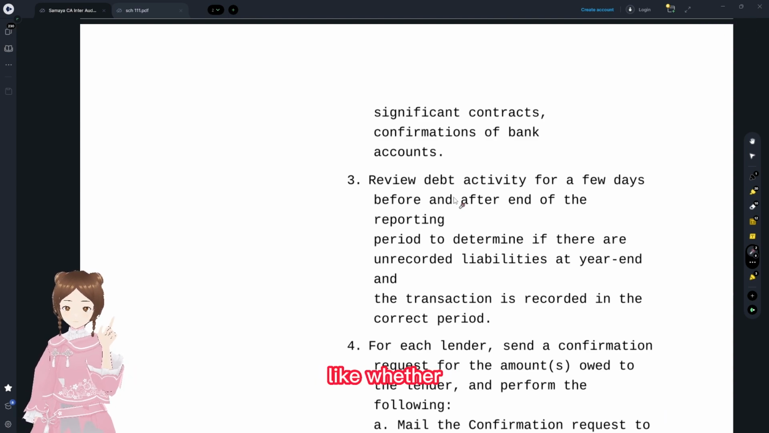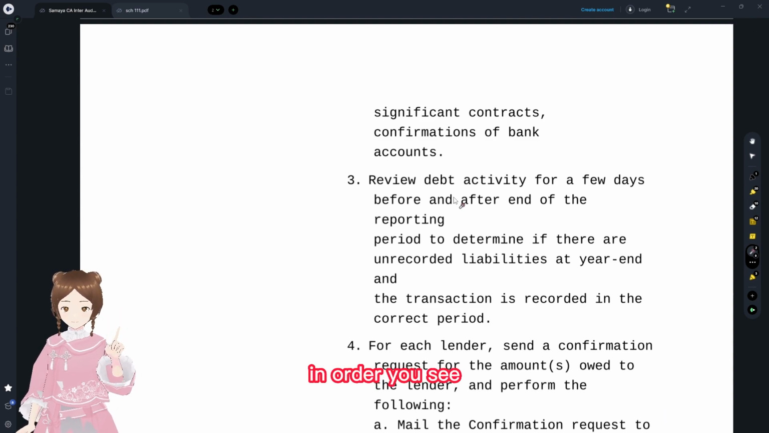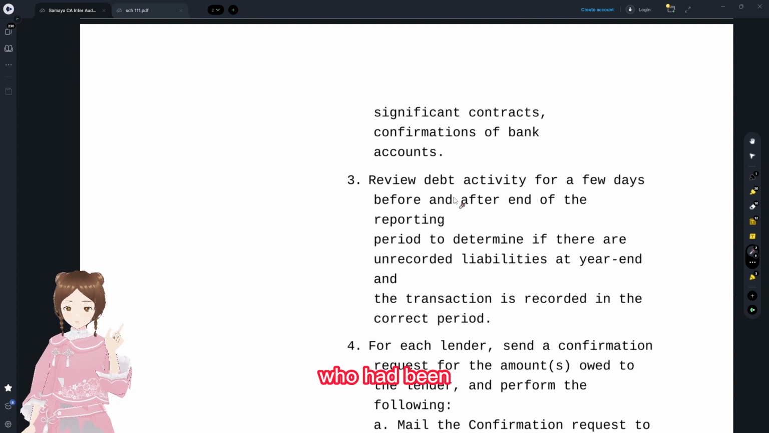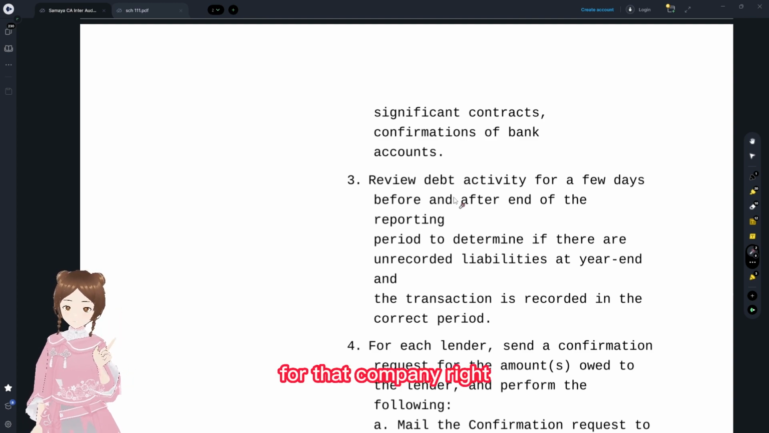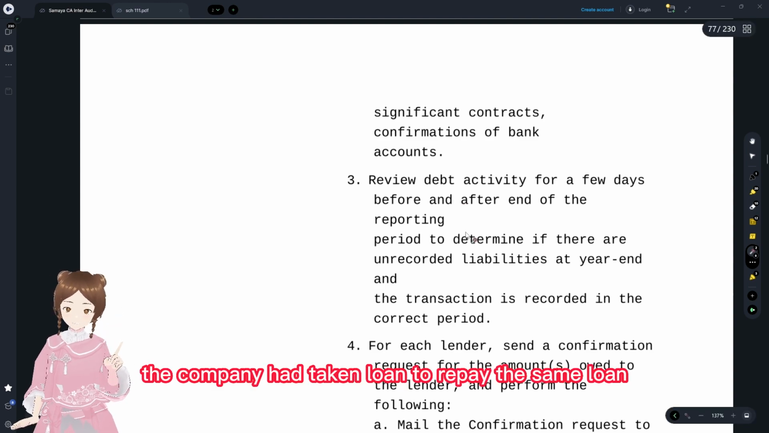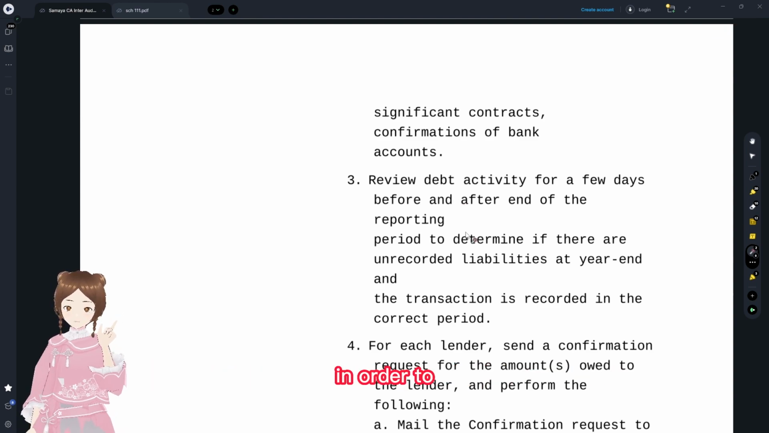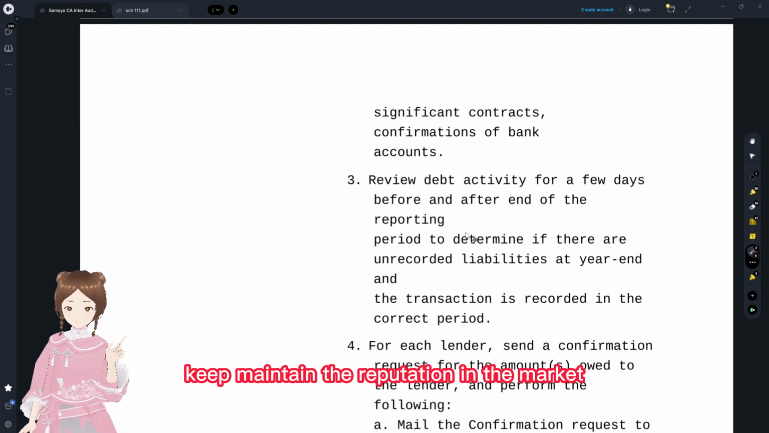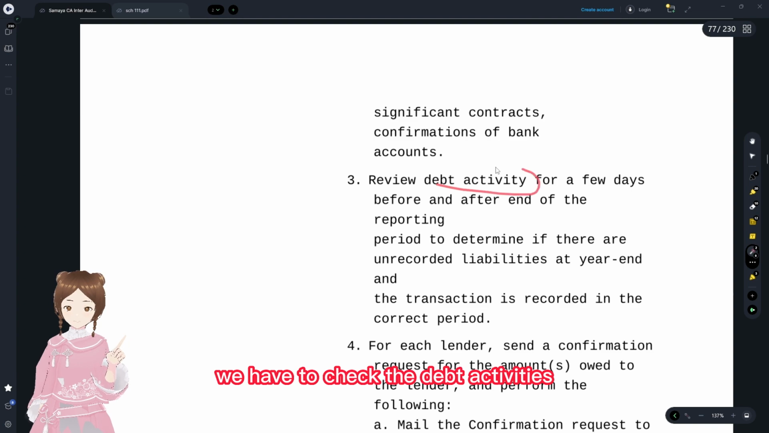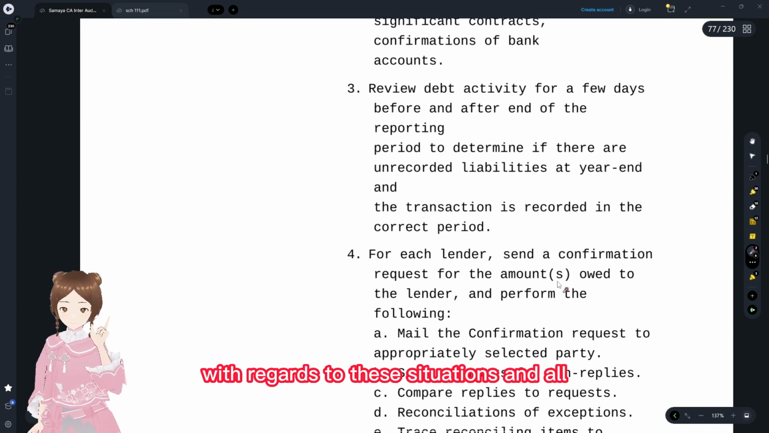You could also check, like, a company that had been a defaulter to any kind of bank, it would be a reputation damage for that company, right? So the company had taken a loan to repay the same loan in order to maintain the reputation in the market. So we have to check the debt activities with regard to these situations.